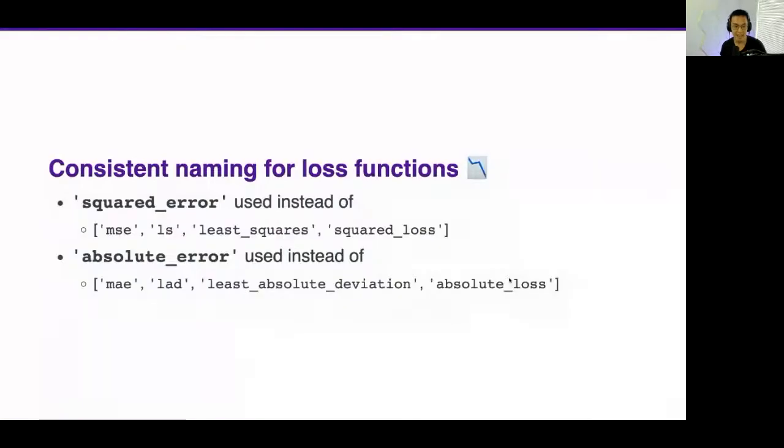For future plans, we are going to be more consistent with naming loss functions. We're consolidating all our names. So instead of using MSE, LS, etc., we're going to use square error. Same thing for absolute error.